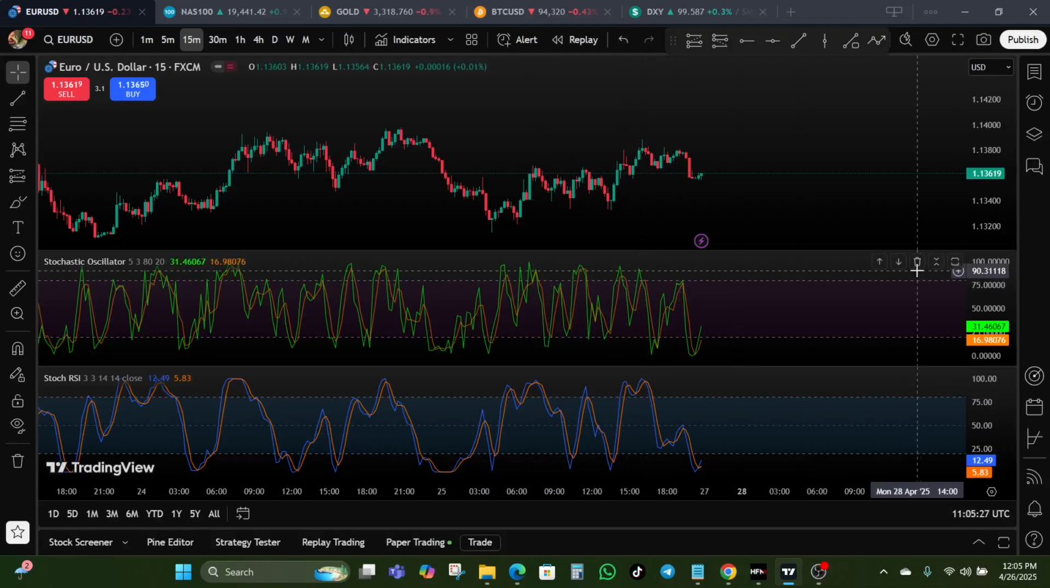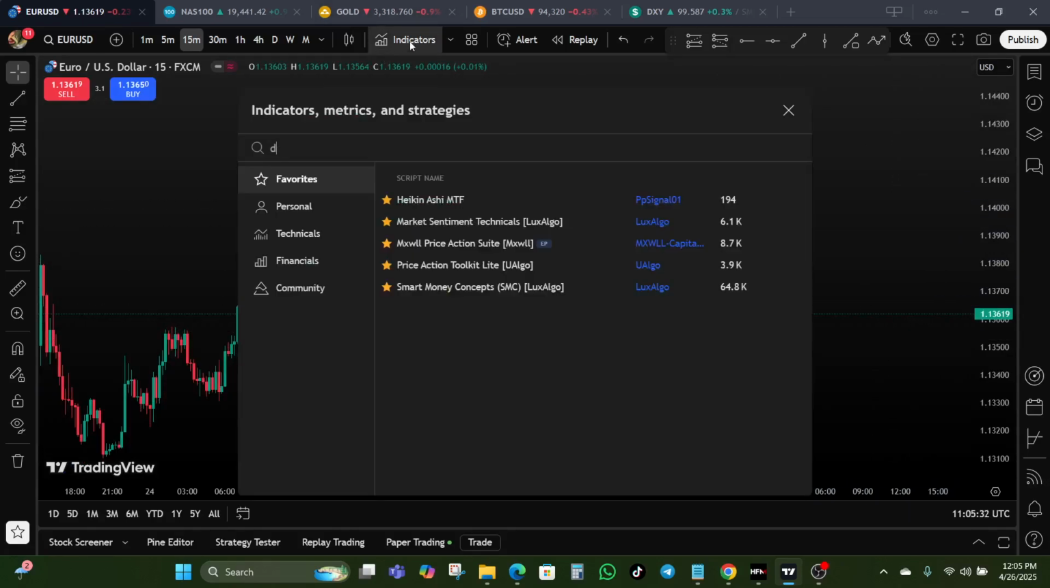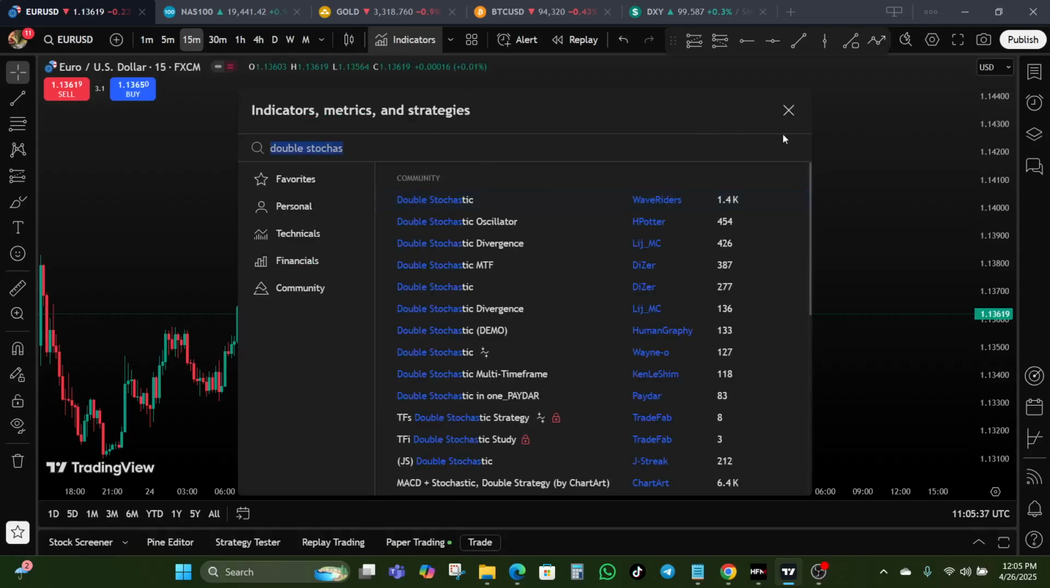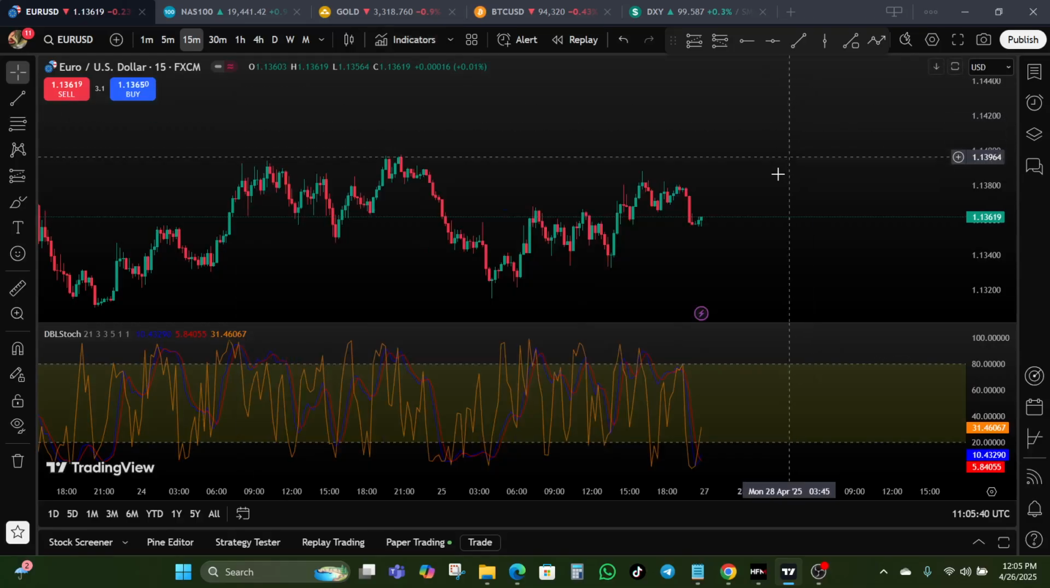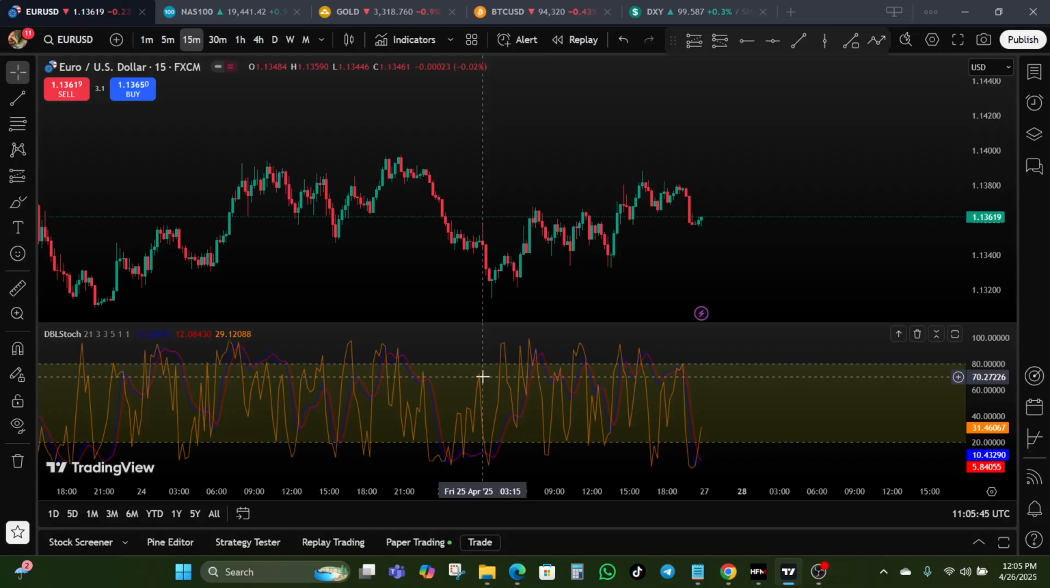Now, another gem that we are going to be looking at is the double stochastic indicator. It applies two stochastic calculations for deeper confirmation. You get faster signals from a shorter stochastic and trend confirmation from a longer stochastic. Now, when both of them line up in the same direction, it is a strong confirmation.